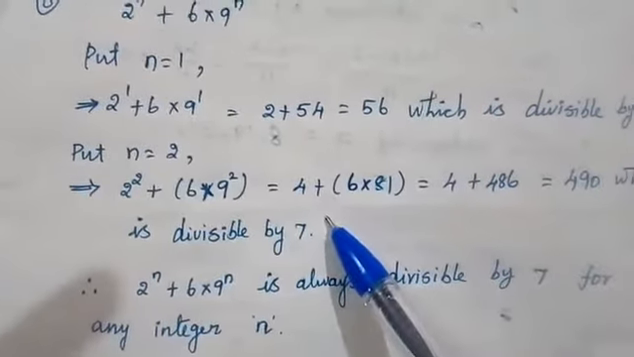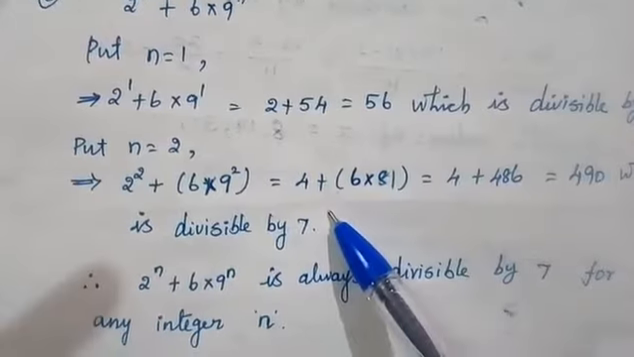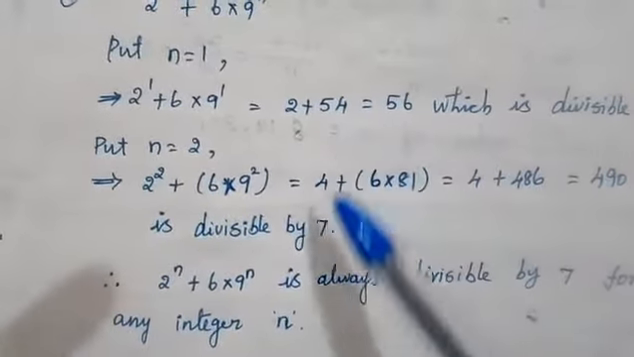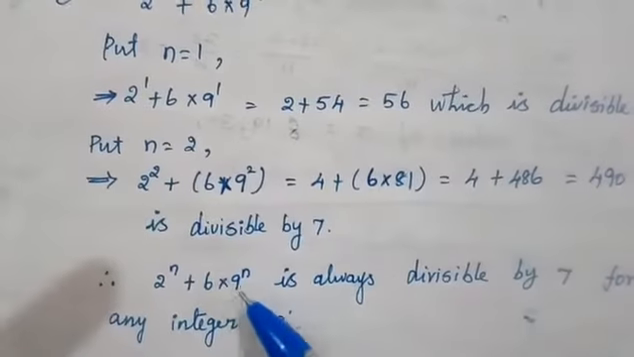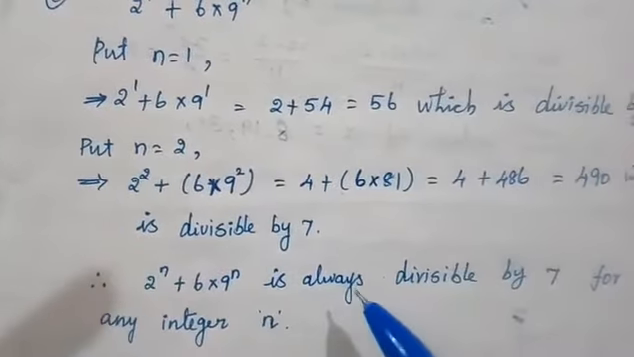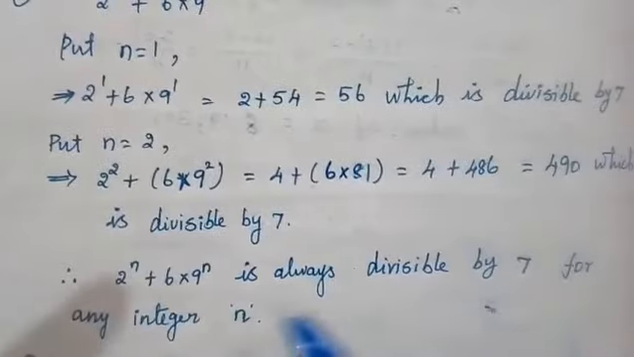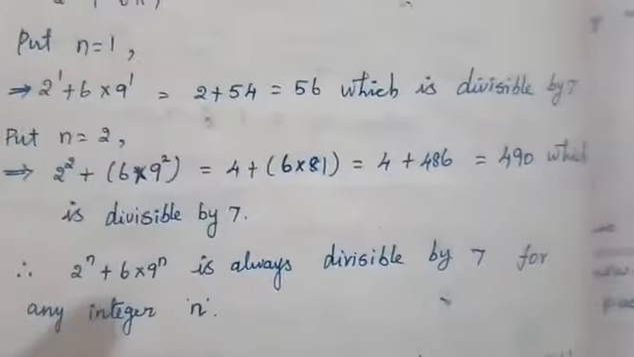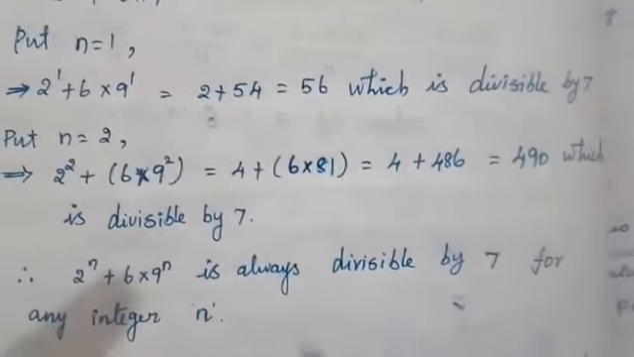You have to substitute at least 2 values and check. Using these two, we conclude that 2 power n plus 6 into 9 power n is always divisible by 7 for any positive integer n.